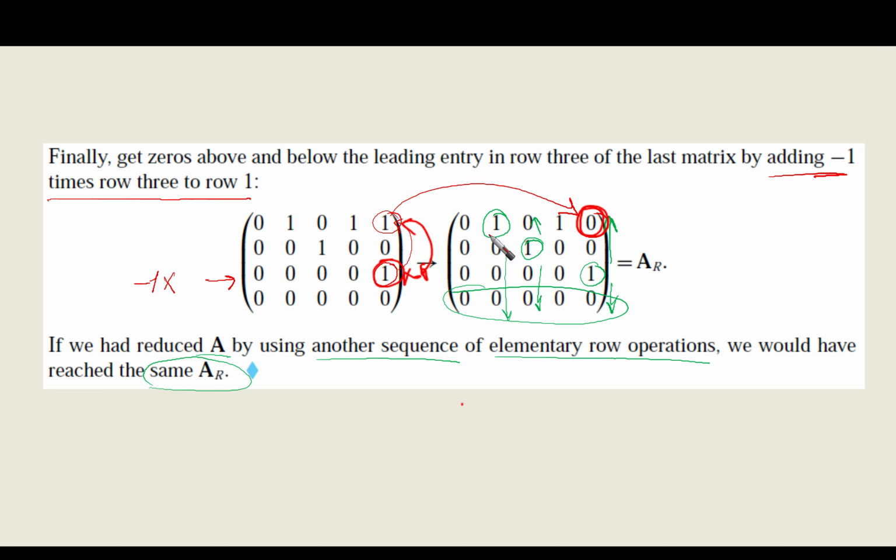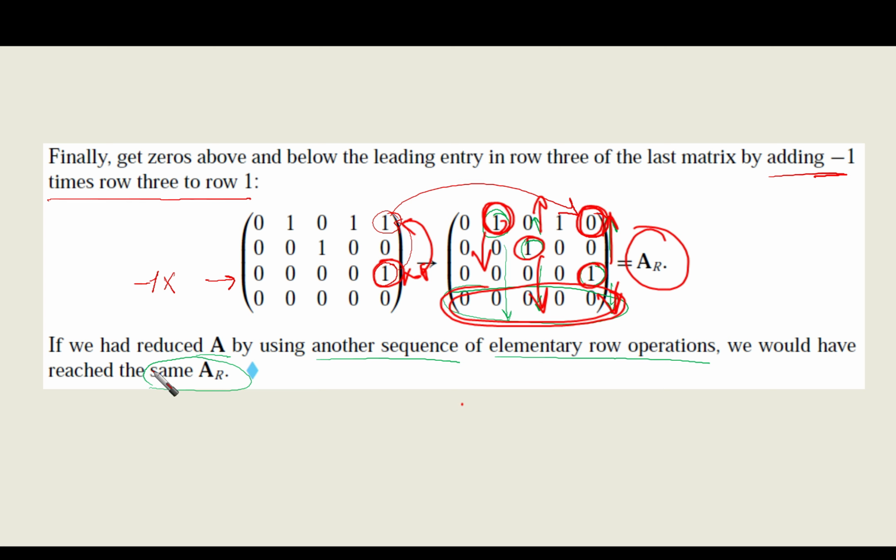Our matrix is going to be 1 here, 0 above, 0 below, and we have 1 here, 0 above, 0 below, and we have here for row 3, 1, 0 above, 0 below, and we have the 0 row here at the bottom. This is considered to be AR, or the reduced form for us.